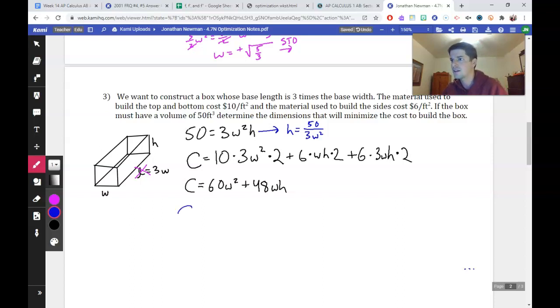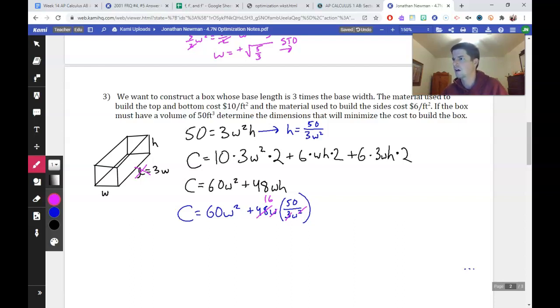Okay, so come on down here now. We're going to substitute that in. So we still have 6W squared, but instead of 48WH, we're going to put 48W times 50 over 3W squared. And we see some stuff happening right away. I noticed that 48 is divisible by 3 because 8 plus 4 is 12, and that's divisible by 3. So let's take care of that W first. 48 divided by 3, let's see, that's 16. Yeah, 30 plus 18, so 10 plus 6. And this could be 16 times 50.